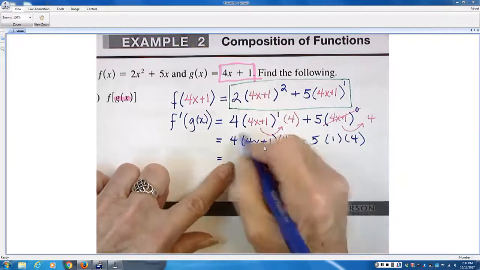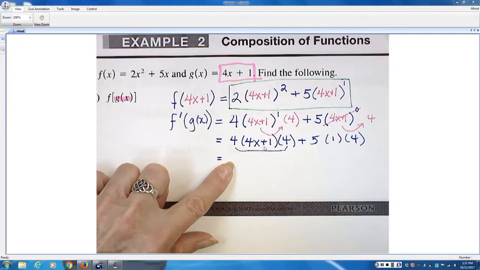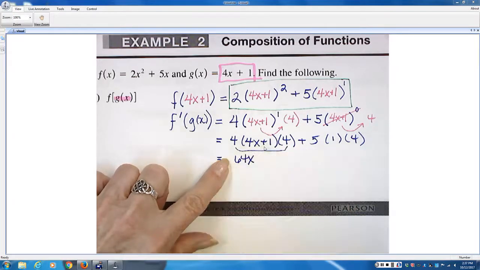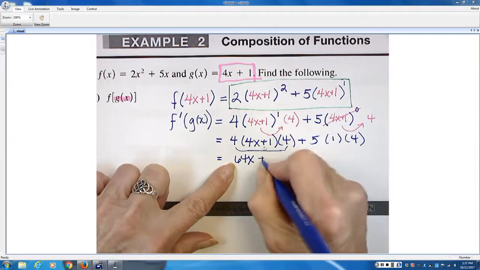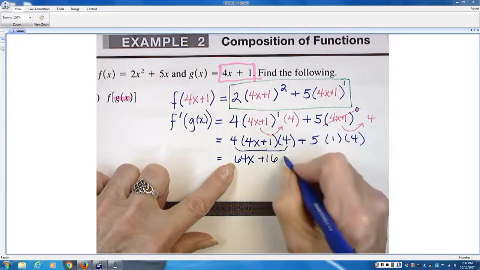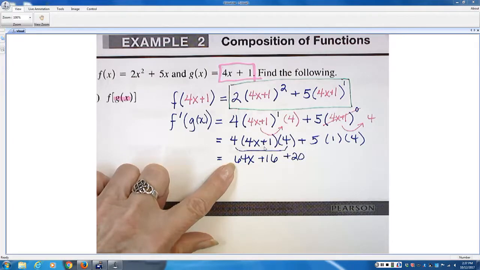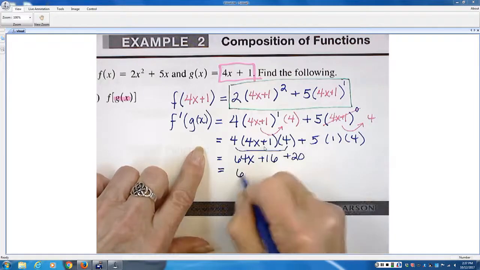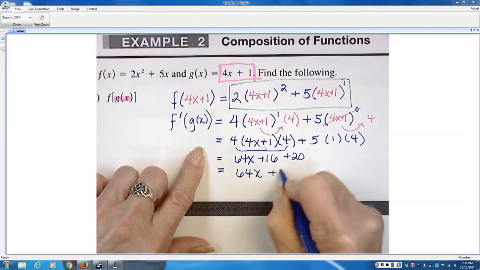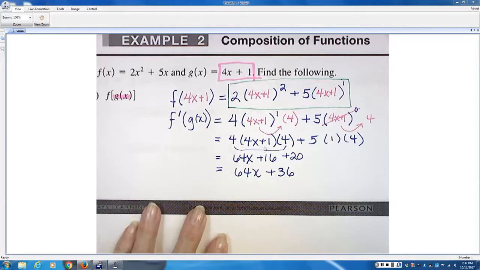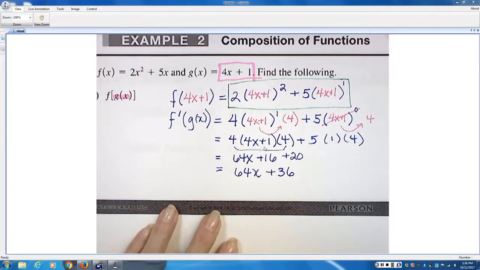4 times 4 is 16. 16 times 4x is 64x. 16 times 1 is 16. 5 times 1 times 4 is 20. So if I add 16 to 20, the derivative is 64x plus 36. Now I want you to look at that for a minute and make sure that you understand where all that came from.